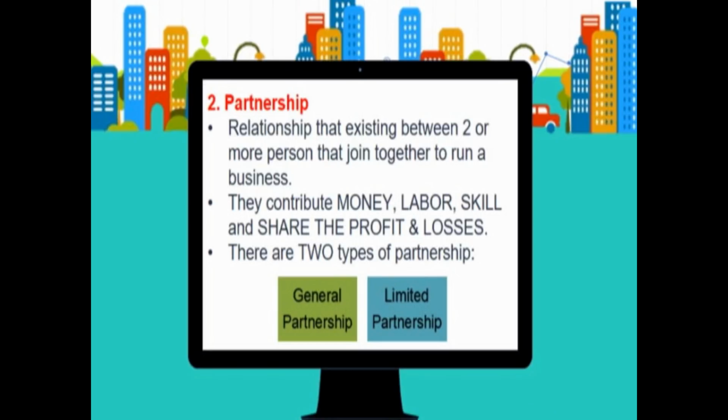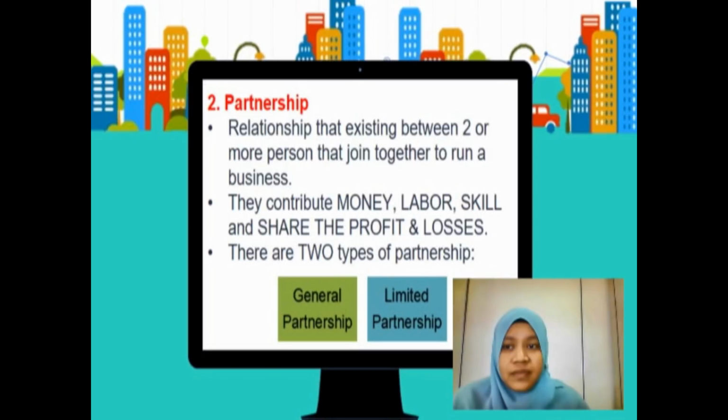Okay, the second one is partnership. Partnership is normally a relationship or company that has two or more persons as owners that run the business together. They contribute money, labor, skill and share the profit and losses. We have two types of partnership. First one is general partnership. Second one is limited partnership. So I will explain to you one by one regarding general and limited partnership.